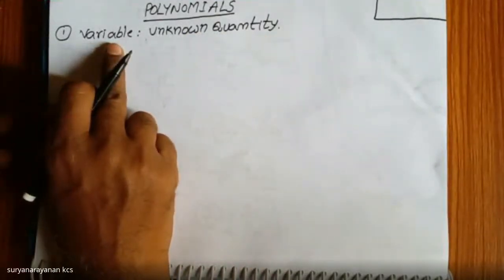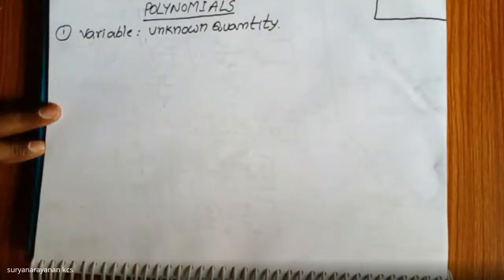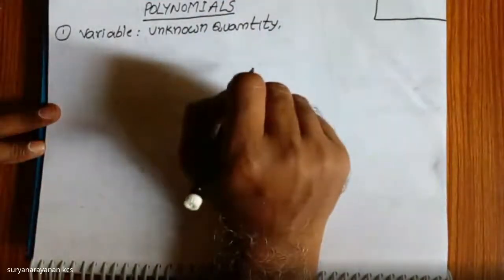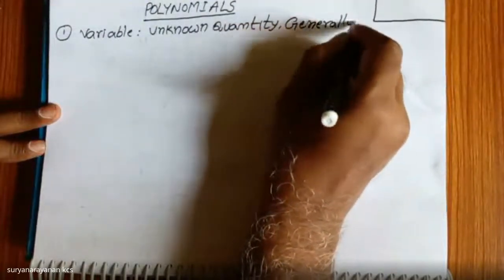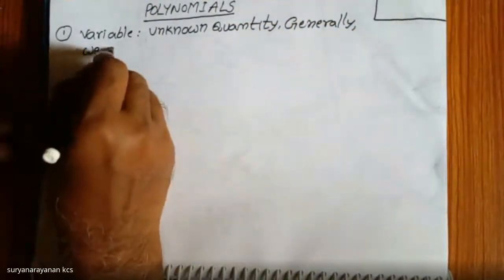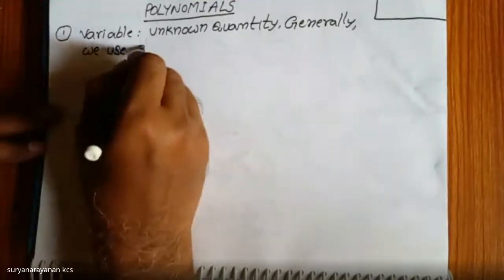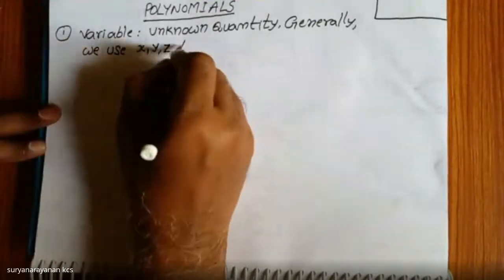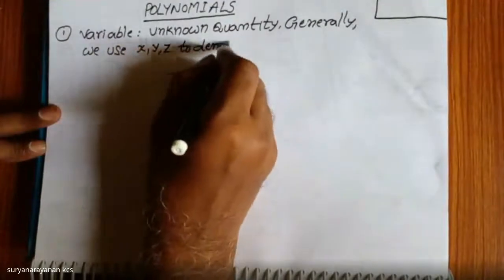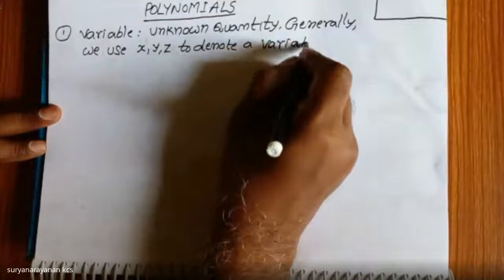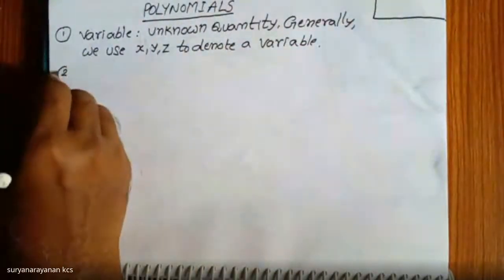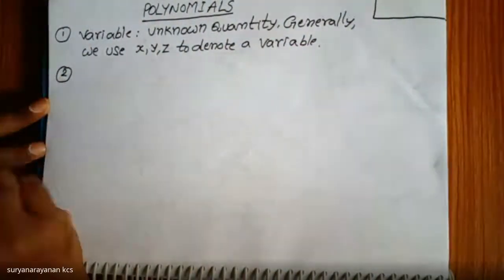Generally, which English letters are used to denote variables? X, Y, Z. Generally, we use X, Y, Z. Now come to the next term, constant.